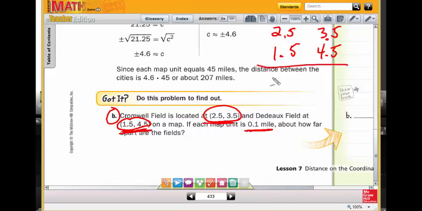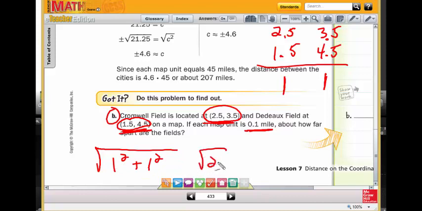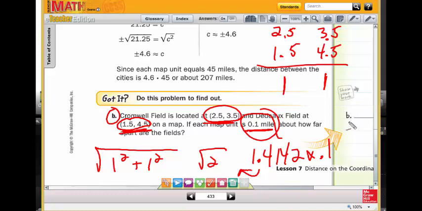So the length of this leg from 2.5 to 1.5 is a distance of 1, and 3.5 to 4.5 is also a distance of 1. So we have a pretty simple problem here. We have the square root of 1 squared plus 1 squared, which is, of course, the square root of 2. So the square root of 2 is 1.4142, but we're going to multiply that by this number here, so it's times 1/10, which means we're going to move the decimal place to the left. It's going to get smaller, so we have a distance of 0.14 miles, 14/100ths of a mile.